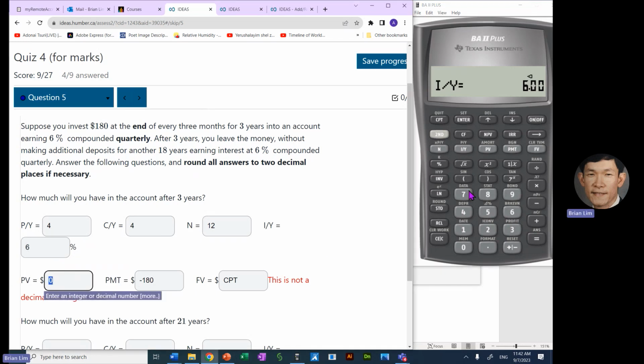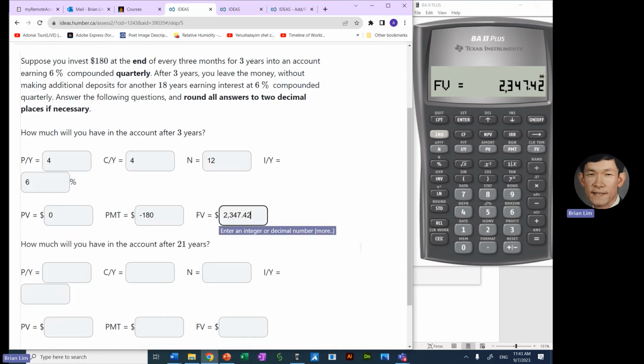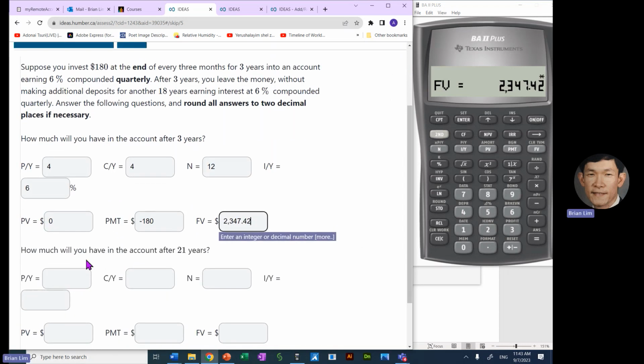Okay. Present value is 0. Payment is $180. Negative payment. And then we compute the future value. So future value turns out to be $2,347.42.